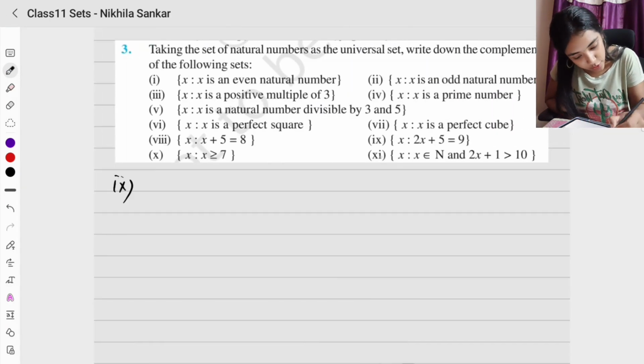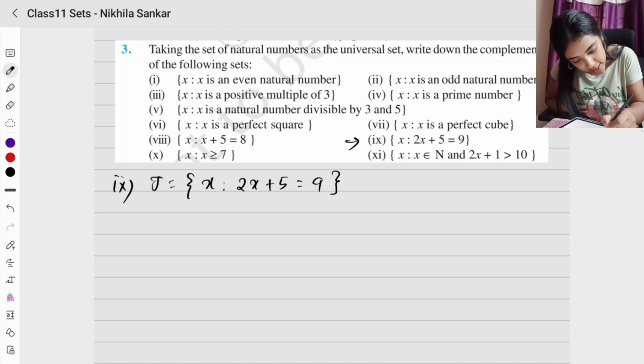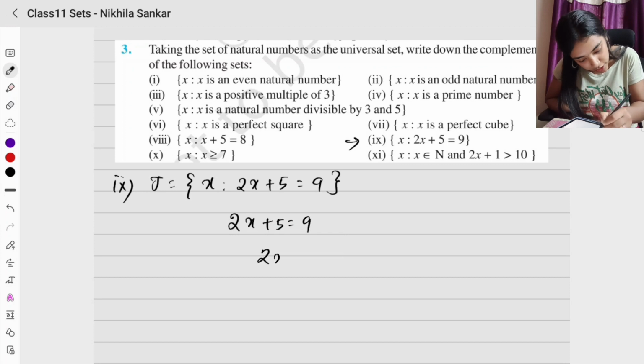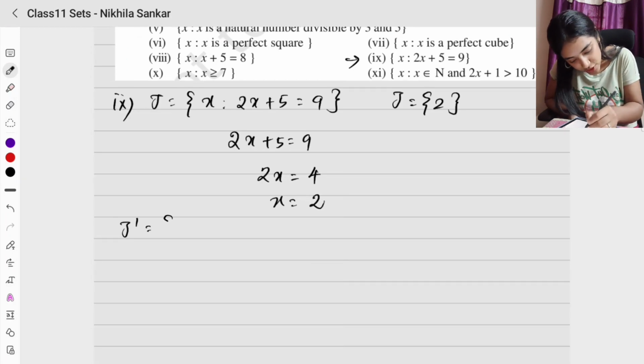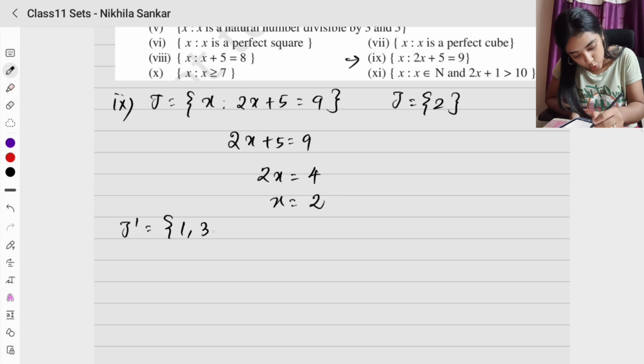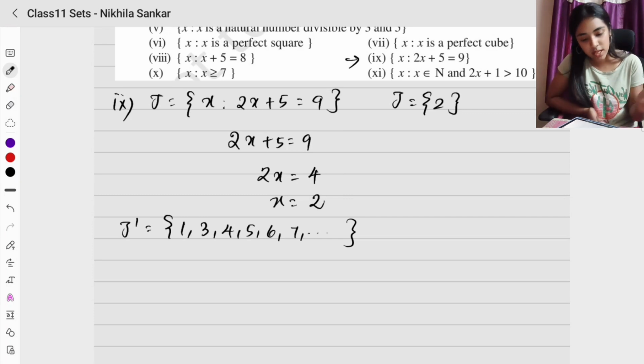9th is going to be J equals x such that 2x plus 5 equals 9. So, when you solve this, what comes? 2x plus 5 equals 9. 2x is equal to 9 minus 5, which is 4. X equals 2. So, my J is simply going to be the element 2. So, what is my J dash? J dash is going to be all the other elements except 2. So, 1, 3, 4, 5, 6, 7 and so on. So, it is very similar to the previous question.